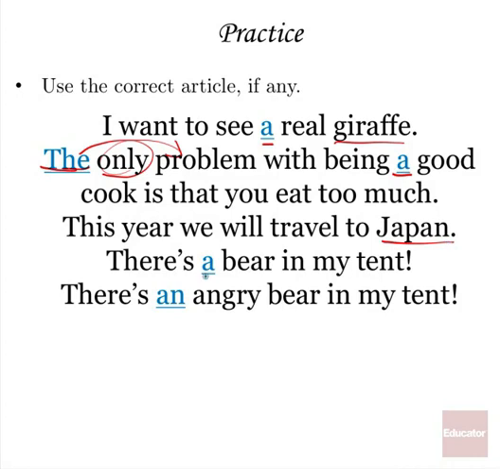There's a bear in my tent. It could be any bear. I don't know if it's any specific bear. It's just a bear. But there's an angry bear in my tent. Bear starts with the B sound. Angry starts with the A sound. So, an angry bear, a bear.